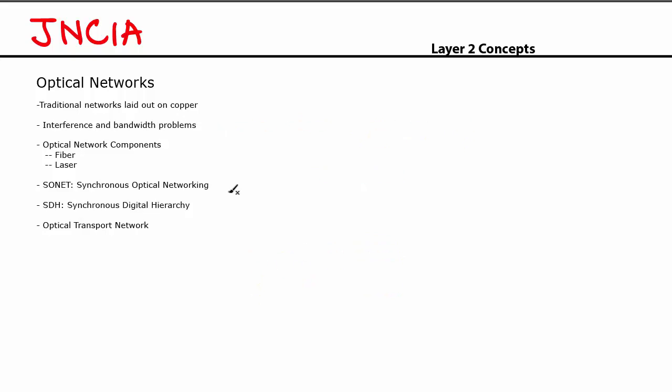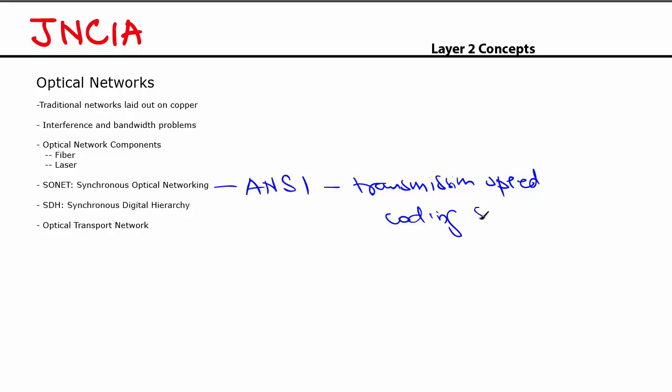SONET stands for Synchronous Optical Networking, and this was developed by ANSI, which is American National Standards Institute. SONET defines standards for communication such as transmission speed and coding schemes. These are some of the things that are defined by SONET. Take SONET to the international level, and what you get is SDH, which is Synchronous Digital Hierarchy. So SONET designed by ANSI, on an international level it is known as SDH. Pretty much the same thing.